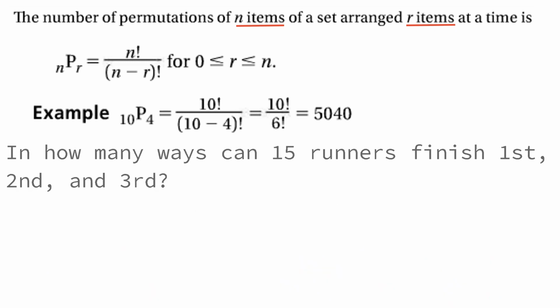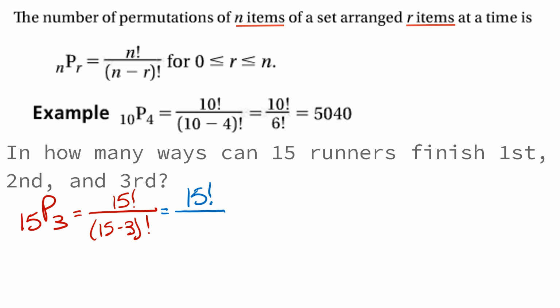All right, next one, same idea. We have 15 runners getting first, second, and third. The order matters because we're putting them in different places. So my n would be 15, and r would be 3 because we have first, second, and third. So the numerator is 15 factorial, and we're dividing by 15 minus 3 factorial. 15 minus 3 would be 12 factorial.